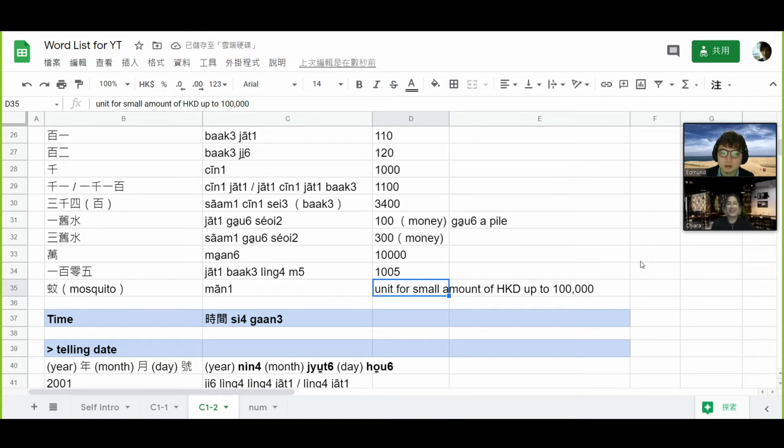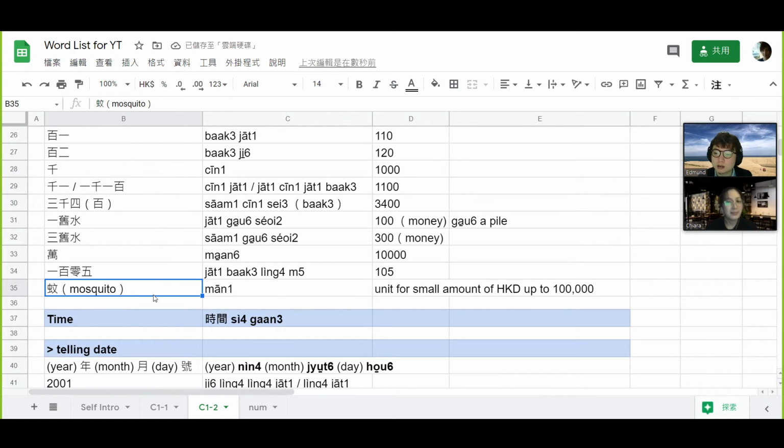Yat tin tin tin ling. 1005. Yeah, 1005. So you don't say 1000. You just say the 0 once.